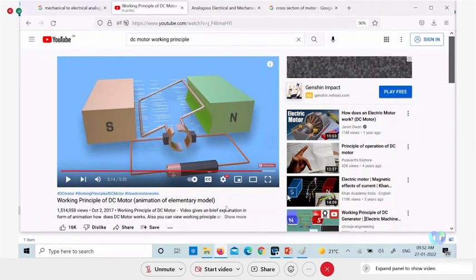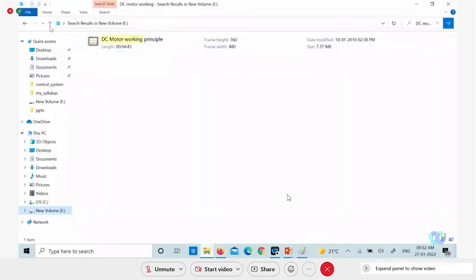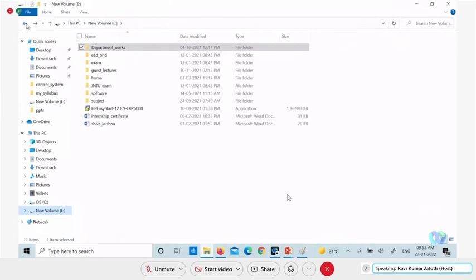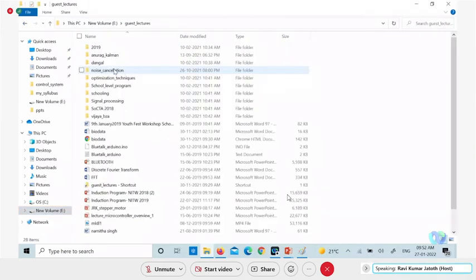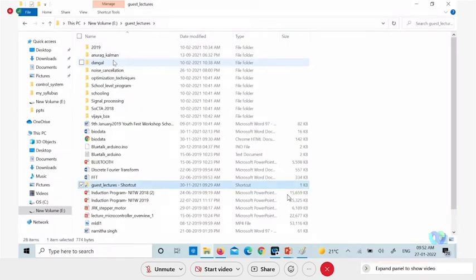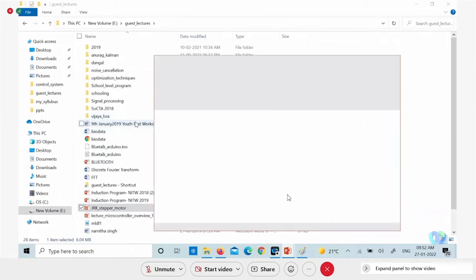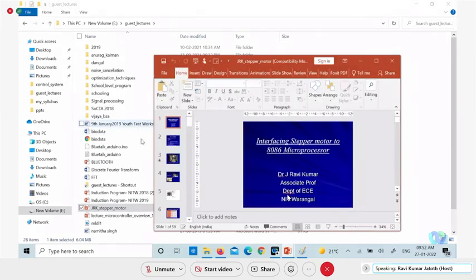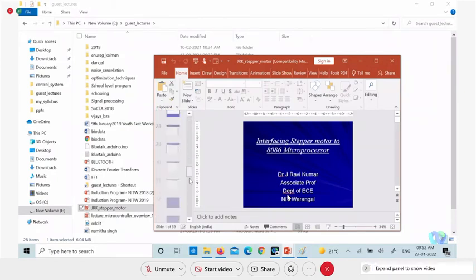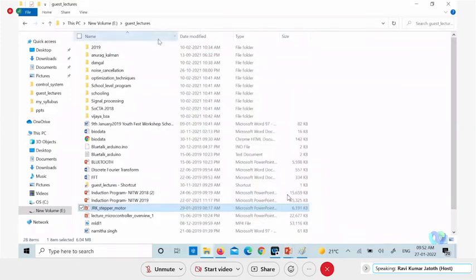So this is the working of a DC motor. Now this is what we have to model. Which laws do we have to use? Tell me. Which laws do we have to use? Tell me.